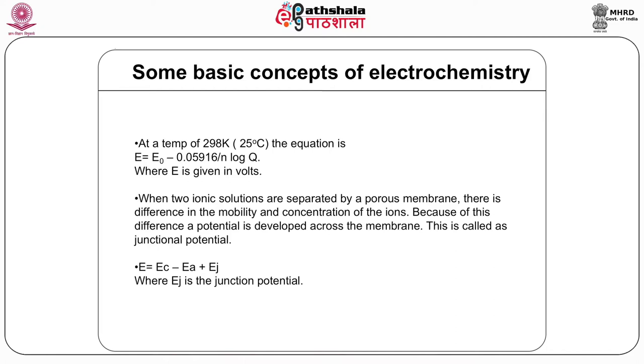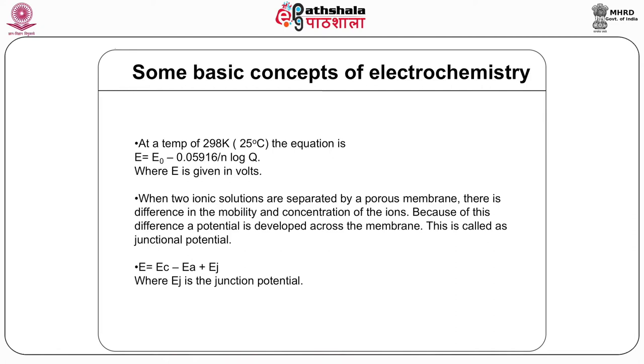The equation is not complete without the consideration of the junctional potential. Now, let's understand what a junctional potential is. When two ionic solutions are separated by a porous membrane, there is a difference in the mobility and the concentration of the ions. Because of this difference, a potential is developed across the membrane. This is called the junctional potential.